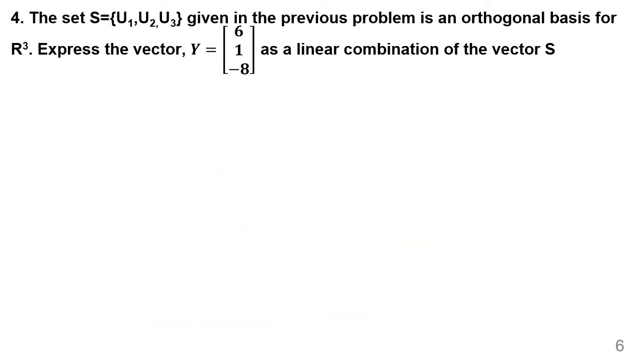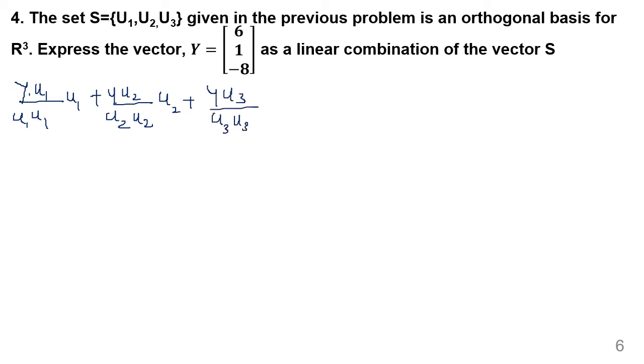Next problem, the set S equal to {u1, u2, u3} given in the previous problem is an orthogonal basis for R3. Express the vector y equal to (6, 1, -8) as a linear combination of the vectors in S. So the equation can be written as (y · u1)/(u1 · u1) u1 plus (y · u2)/(u2 · u2) u2 plus (y · u3)/(u3 · u3) u3.